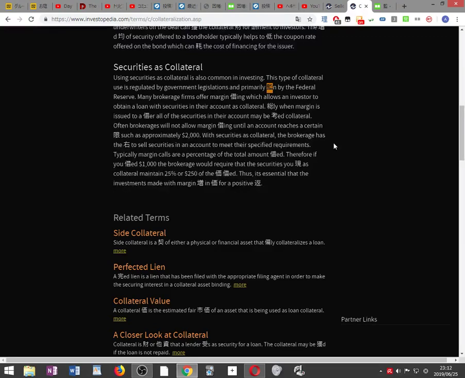Often, brokerages will not allow margin borrowing until an account reaches a certain limit, such as approximately $2,000. With securities as collateral, the brokerage has the right to sell securities in an account to meet their specified requirements. Typical margin calls are a percentage of the total amount borrowed. Therefore, if you borrow $1,000, the brokerage would require that the securities you present as collateral maintain 25%, or $250, of the price borrowed. Thus, it is essential that the investment increase in price for a positive return.